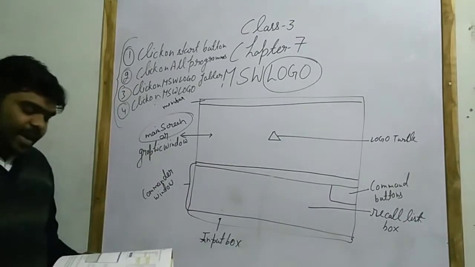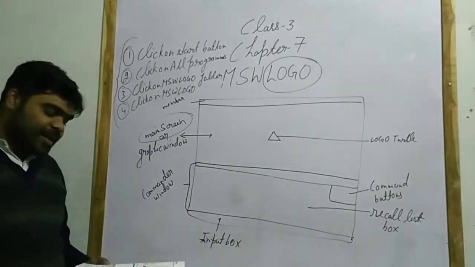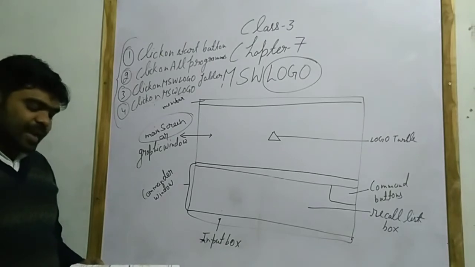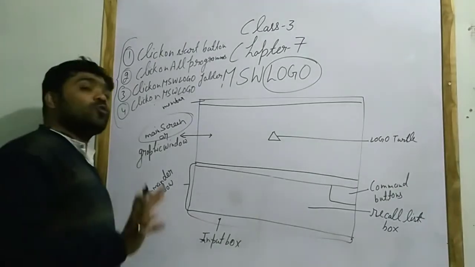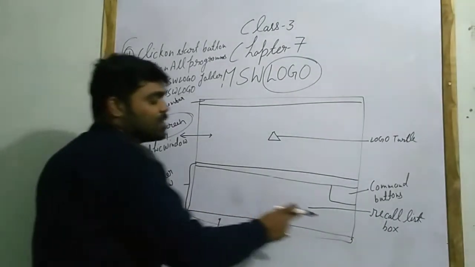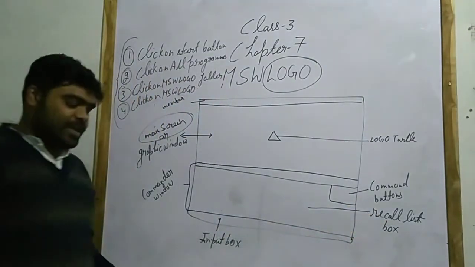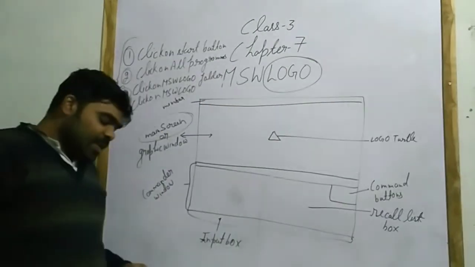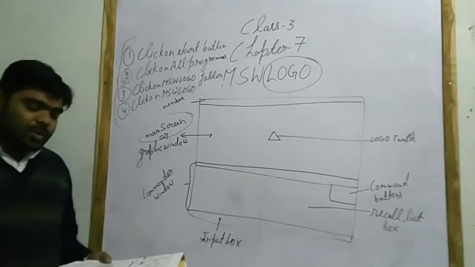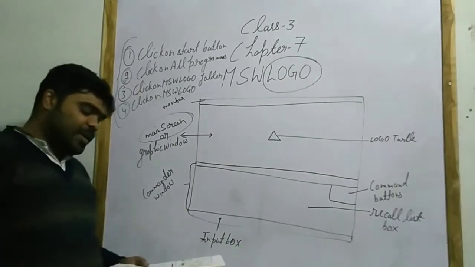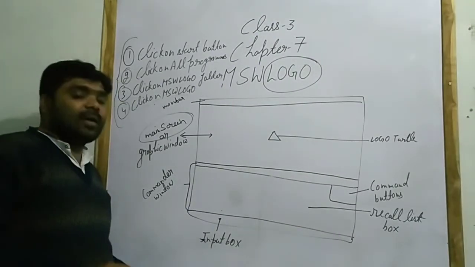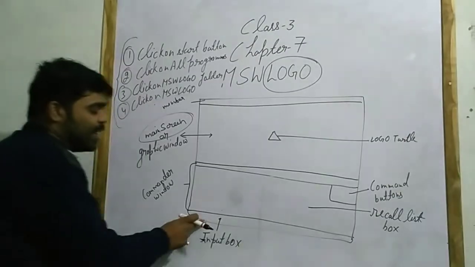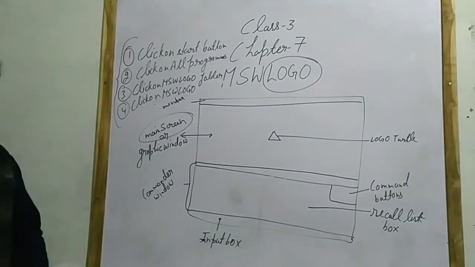The commander window is the area where you can type commands. It has two parts, the recall list box and the input box. You type a command in the input box and press the Enter key to make the turtle move.